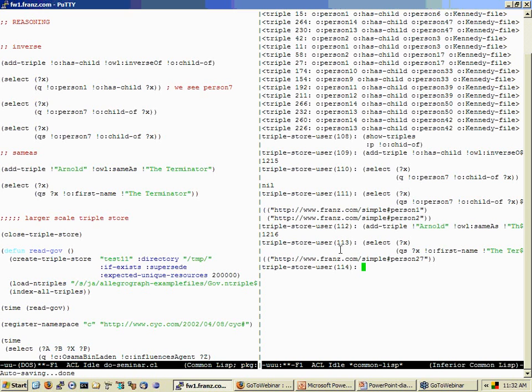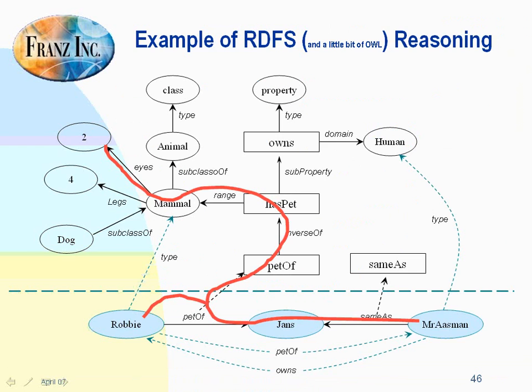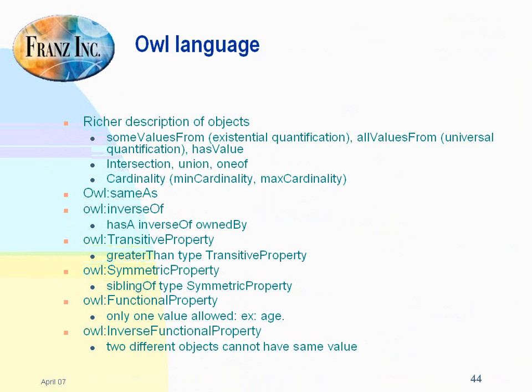I have a question. I didn't see same class as, same property as in that list of OWL constructs. Do you support that? What we support is this. Let me see. Where are the?